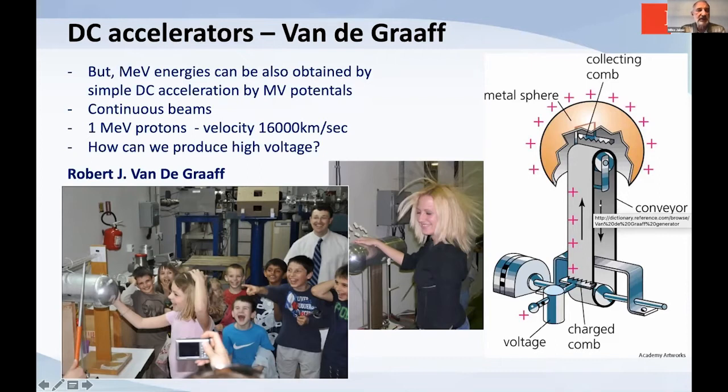If you look at the energy that 1 million volts can give to, let's say, protons, it gives a velocity of 16,000 kilometers per second. So basically these ions, protons for instance, are very fast, and therefore they are very powerful when they enter the material. And that's the basis of the ion beam analysis techniques.